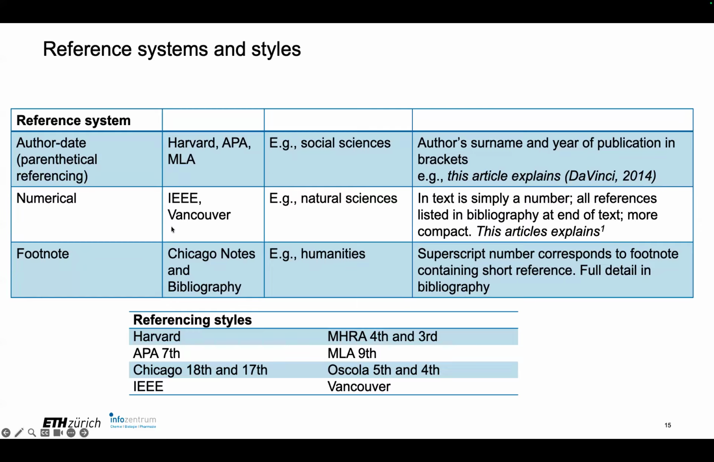And then there is a third reference system, which is used in humanities a lot, not anymore in chemistry. It's the footnote system used, for example, in the Chicago notes and bibliography style. And there you have a superscript number which corresponds to a footnote. And in the footnote, you have just a very short detail, maybe the author, the page, and the year, and the full detail is given in the bibliography.